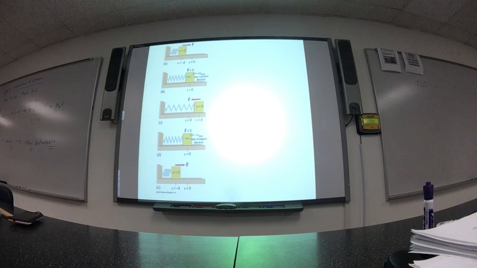So, in the case of a mass on a spring, for example, if I had a horizontal mass on a spring system, very often it'll be attached at one end. The maximum distance away from equilibrium is very often called A for amplitude.